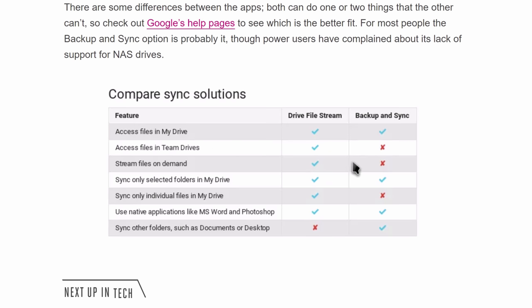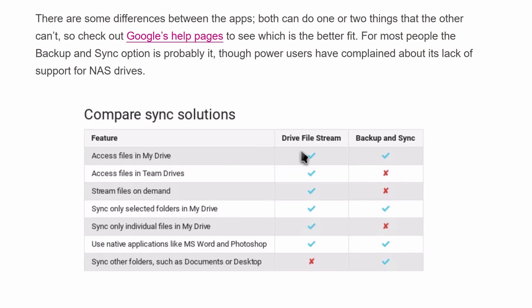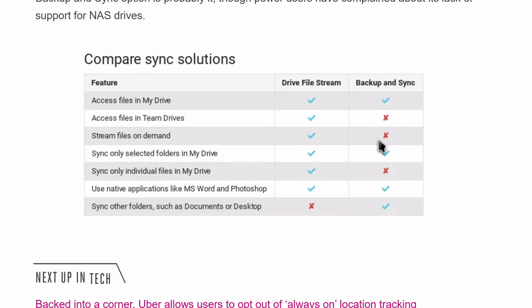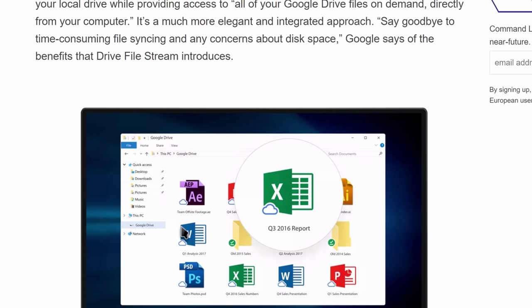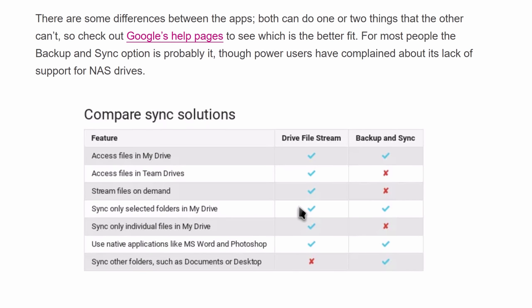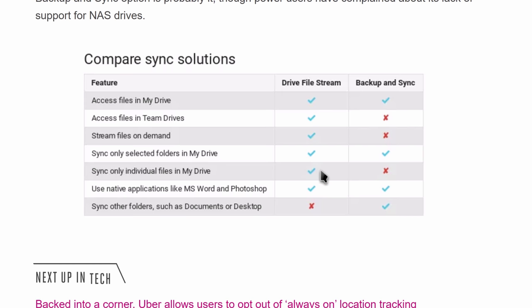Here is a breakdown, of course, from The Verge. I guess they have it from Google's help pages, of the difference between the file stream app and the backup and sync app. And mainly, it's some enterprise level stuff. Actually, no. Sync only individual files. Okay, so in the file stream app, which is only for if you have a Google Business account, I believe, yeah, Google Enterprise account, you get the ability to specify individual files that you can sync, whereas with Backup and Sync, you can only specify specific folders.